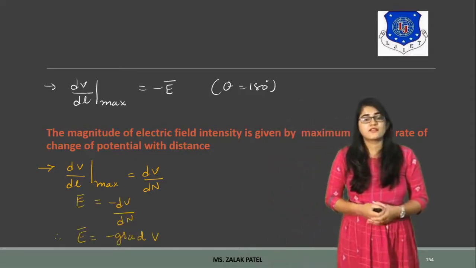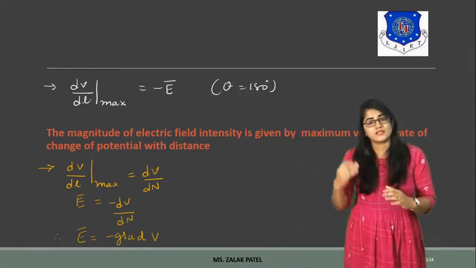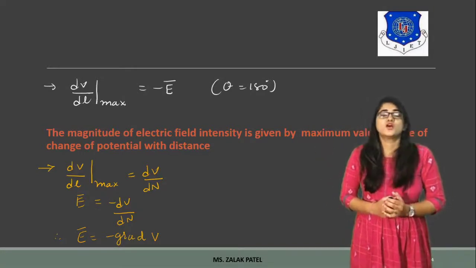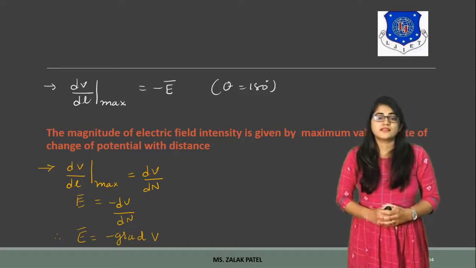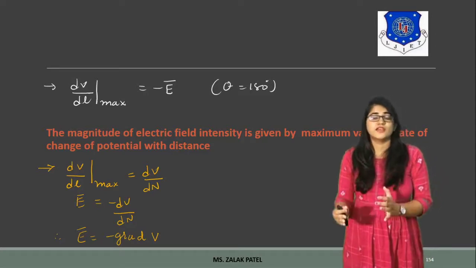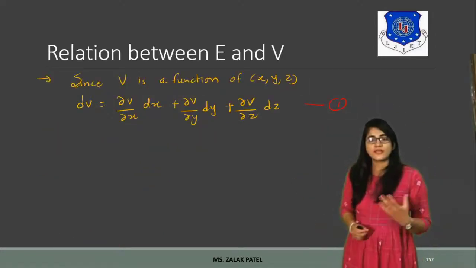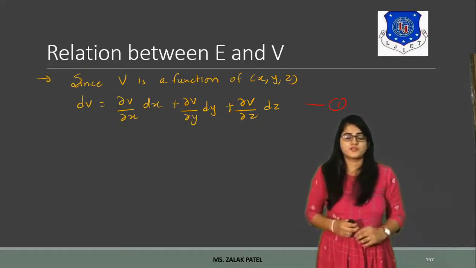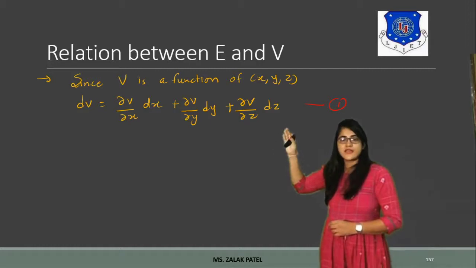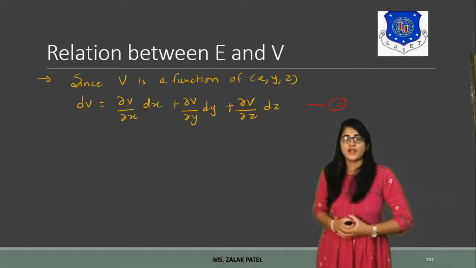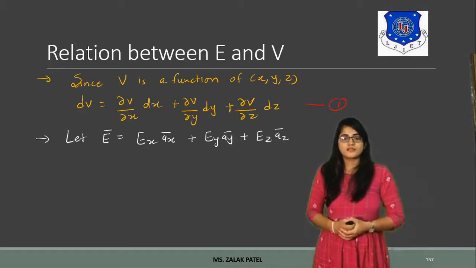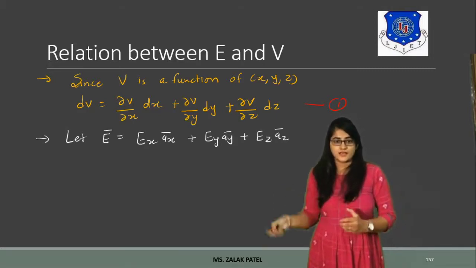So it is nothing but we can say that E is minus dV by dn. Here dn can be taken as a differential length. So we can say that E is nothing but the minus of gradient V. Differential volume can be denoted as a part of partial differentiation terms, that is del V by del x dx, del V by del y dy, and del V by del z dz. So now the electric field intensity is Ex ax plus Ey ay plus Ez az.